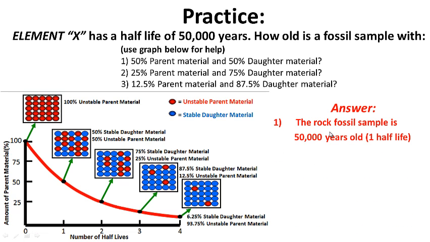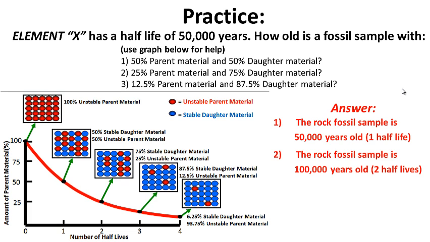All right, so answer number 1. The rock fossil sample is 50,000 years old after 1 half-life. Okay, the rock fossil sample is 100,000 years old after 2 half-lives. And number 3, the rock fossil sample is 150,000 years old, or 3 half-lives have gone by.